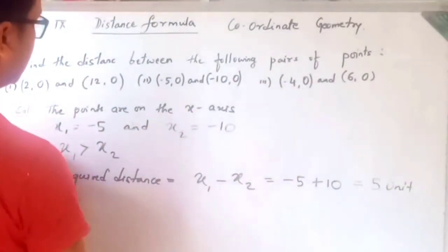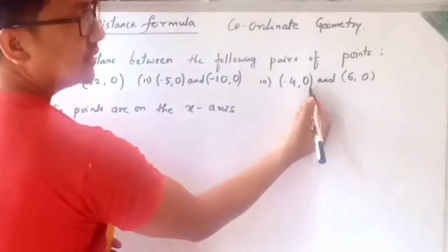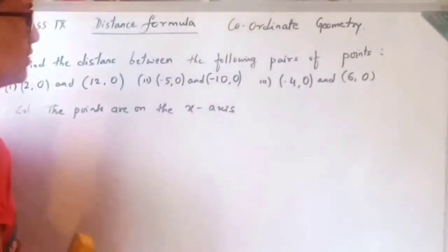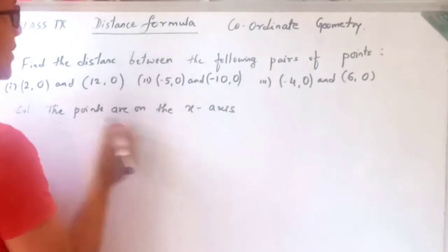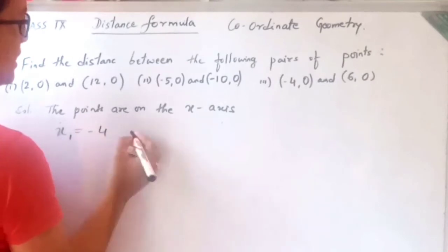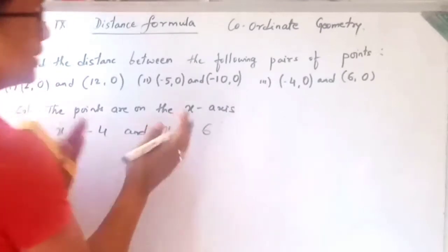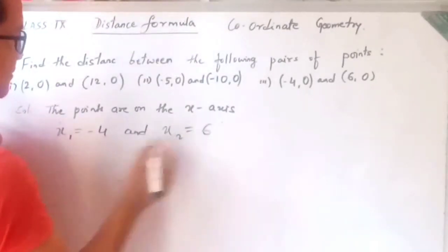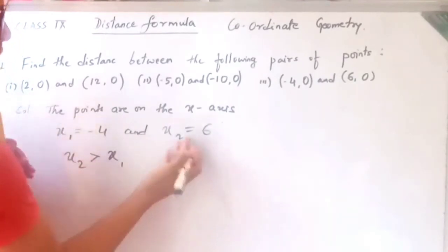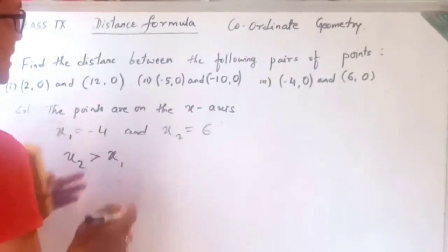And for the third question, here also the y value is 0, here also 0. So the points (-4, 0) and (6, 0) are on the x-axis. The first point is x1 equals -4, and the second point x2 equals 6. When you look at these, the value of x2 is greater than x1. As x2 is 6 and x1 is -4, the value of x2 is greater and the value of x1 is lesser than x2.